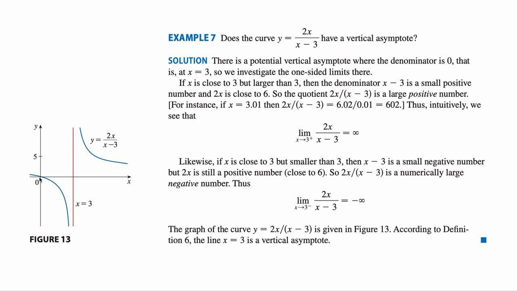This is the case where if I approach from the left, I get negative infinity. But if I approach from the right, positive infinity. So because of that, this is definitely a case where the limit does not exist, right? Because the two one-sided limits are not the same. It has one-sided limits, negative infinity and positive infinity.